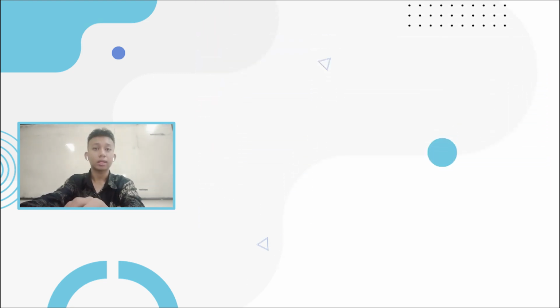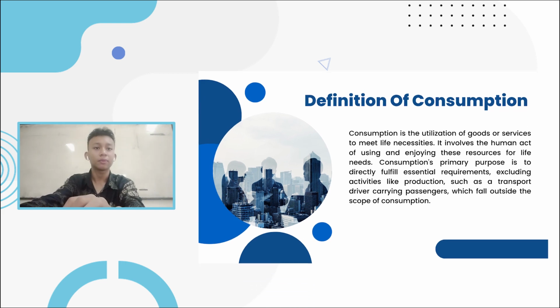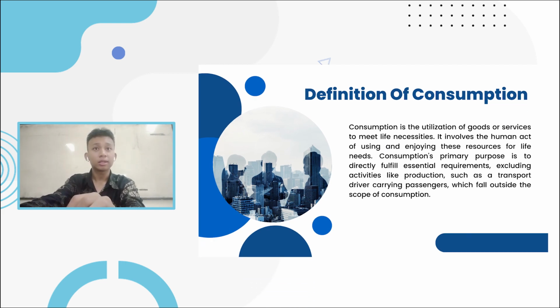Okay, the next slide. Definition of consumption. Consumption is the utilization of goods or services to meet life necessities. It involves the human act of using and enjoying these resources for life needs. Consumption's primary purpose is to directly fulfill essential requirements, excluding activities like production, such as transport, driving, carrying passengers, which fall outside the scope of consumption.